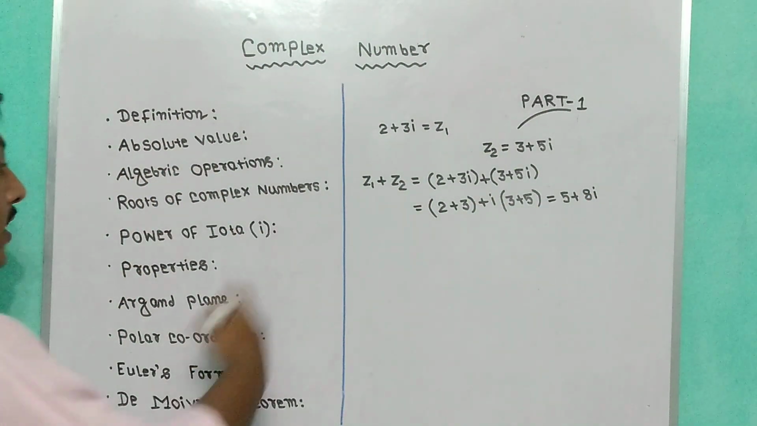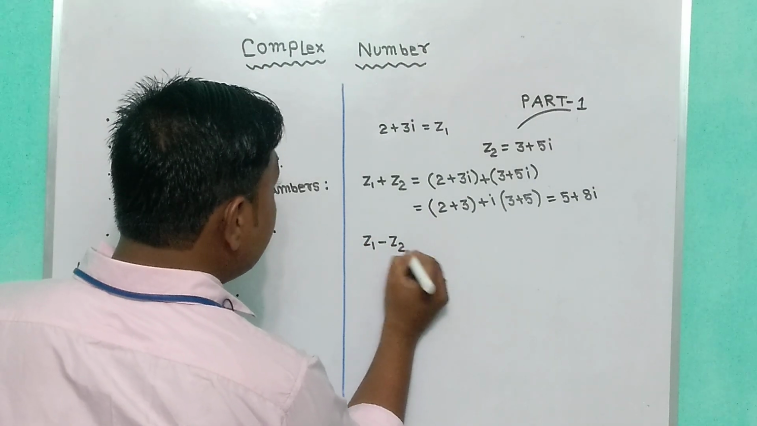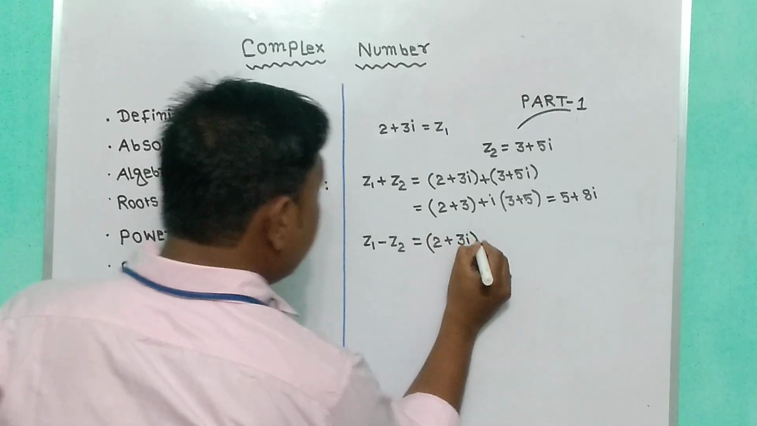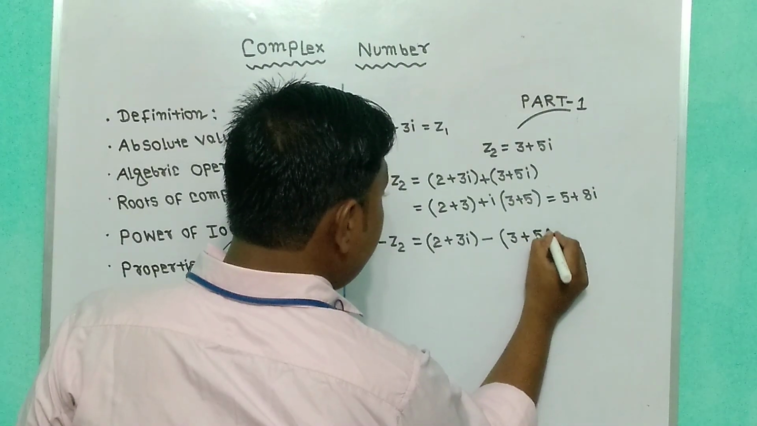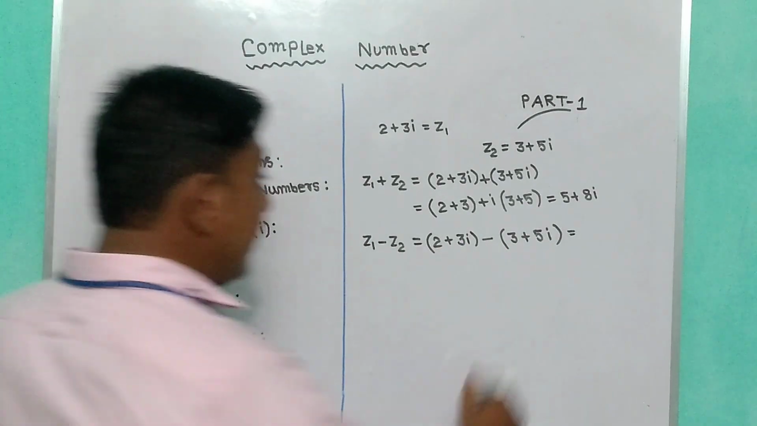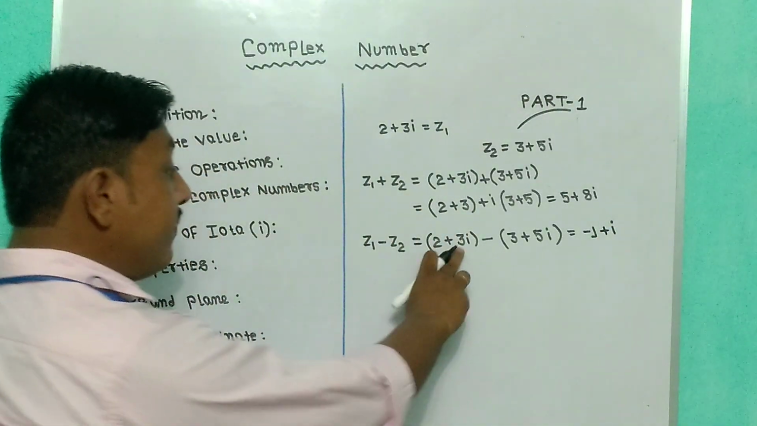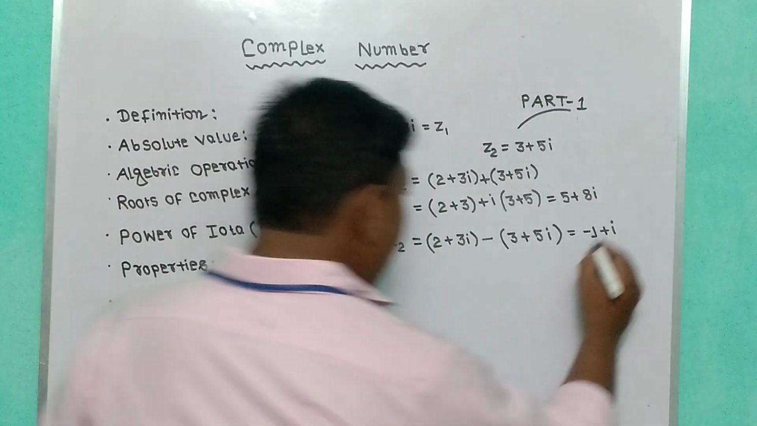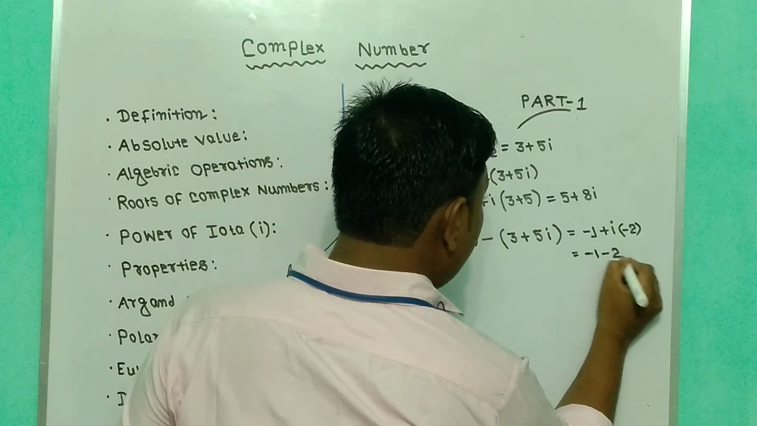Okay, now I am going to discuss subtraction. z1 minus z2. That means we can write 2 plus 3i minus 3 plus 5i. So if we subtract, then we will get 2 minus 3, that means minus 1, plus i into the coefficient of i. Coefficient of i is 3 and here is minus 5. So 3 minus 5 is minus 2. So your result will come minus 1 minus 2i.